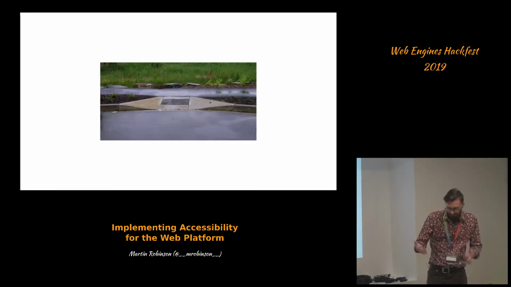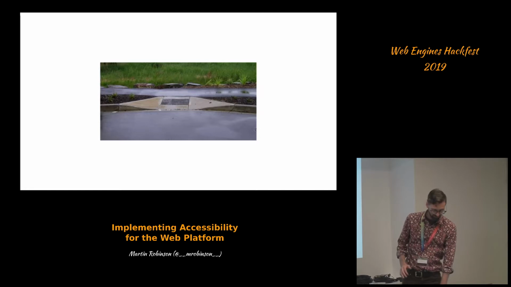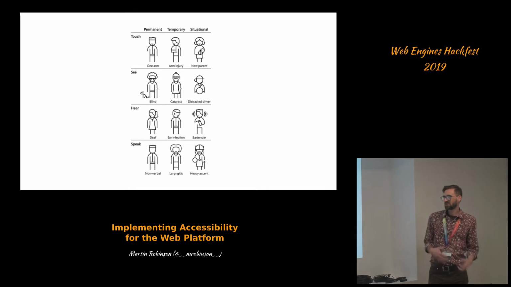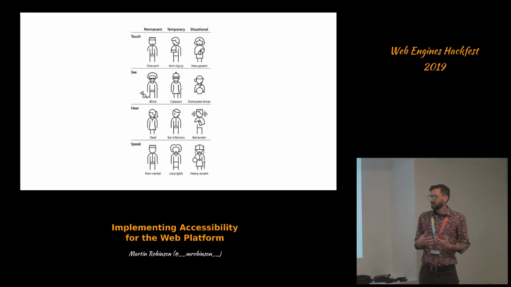In addition, there's a really famous graphic that Microsoft produced, which I've included here, which explains this idea that not even things that are permanent, but also things that are temporary, or even just a particular situation, can lead us to being excluded. For instance, if you've broken your arm, maybe you can't use things that require two hands, or if you're holding a baby. These are the kind of situations where having accessibility technology can be really helpful.